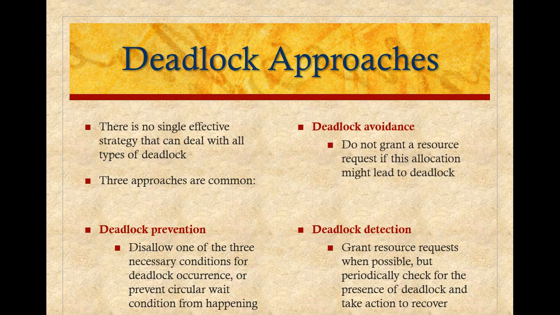Now, deadlock approaches. There's no single effective strategy that can deal with all types of deadlocks. So there are three approaches. One is known as deadlock prevention, which means disallowing one of the necessary conditions for deadlock occurrence and preventing the circular wait condition from happening. Second is deadlock avoidance: do not grant a resource request if this allocation might lead to deadlock. And the last one is deadlock detection: grant resource requests when possible, but periodically check for the presence of deadlock and take action to recover.